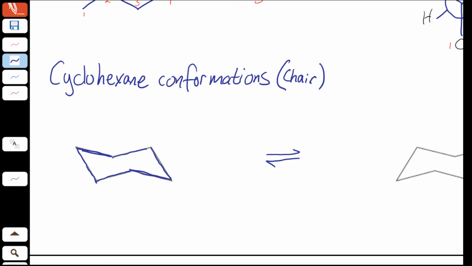Notice that in each case, you have 3 bonds pointing straight up and 3 pointing straight down. Then you flip it, and you once again have 3 straight up and 3 straight down, but they're a different 3.